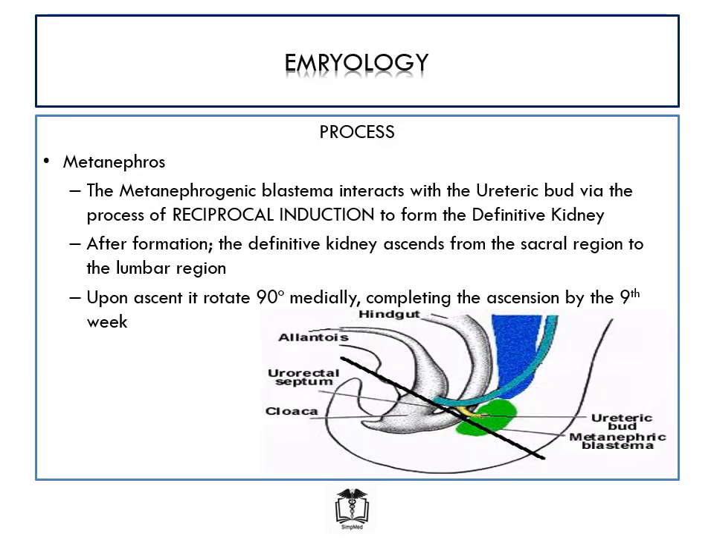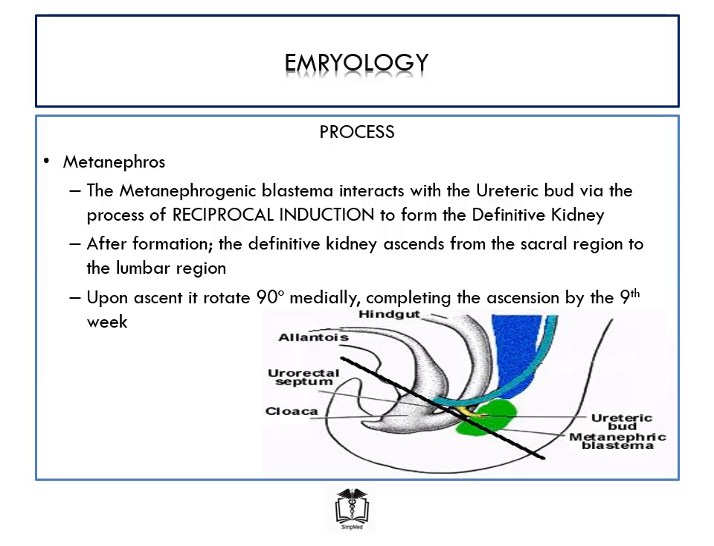So the metanephrogenic blastema begins to interact with the ureteric bud. Remember I mentioned the ureteric bud being an outpouch extending from the mesonephric duct. So that bud runs towards the metanephrogenic blastema, and through the process of what we call reciprocal induction, both of them would mix together and give rise to the definitive kidney, the adult kidney.